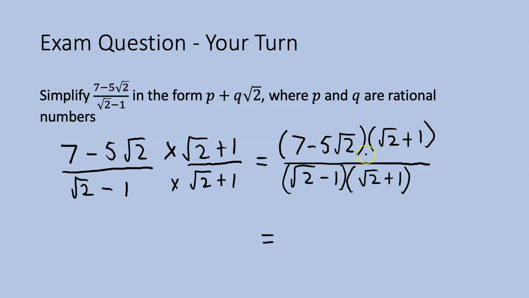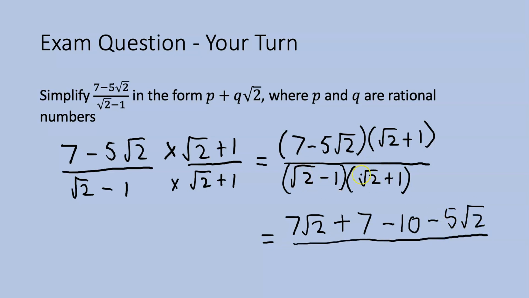7 times root 2 is 7 root 2. 7 times 1 is 7. Now I deal with minus 5 root 2. Minus 5 root 2 times root 2 is minus 5 times 2, which is minus 10. And then minus 5 root 2 times 1 is minus 5 root 2.